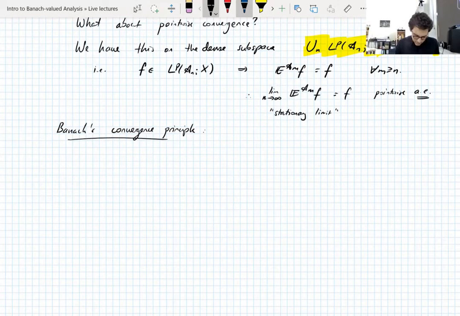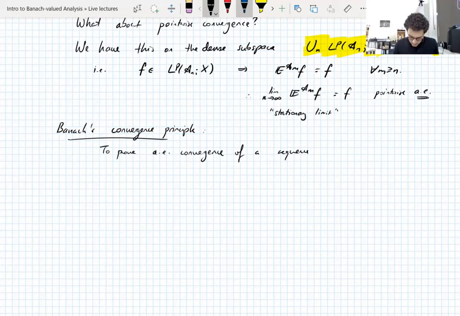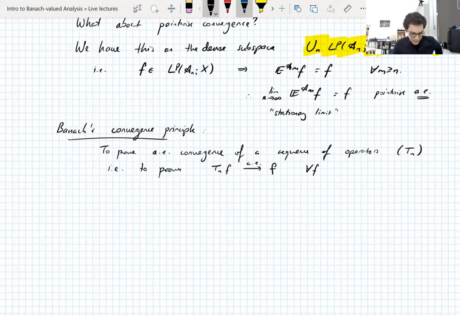To prove almost everywhere convergence of a sequence of operators T_n, by that I mean to prove that T_n of f converges almost everywhere pointwise to f for all f in some function space, which I'll just call Z. This is L^p(X) in our case.